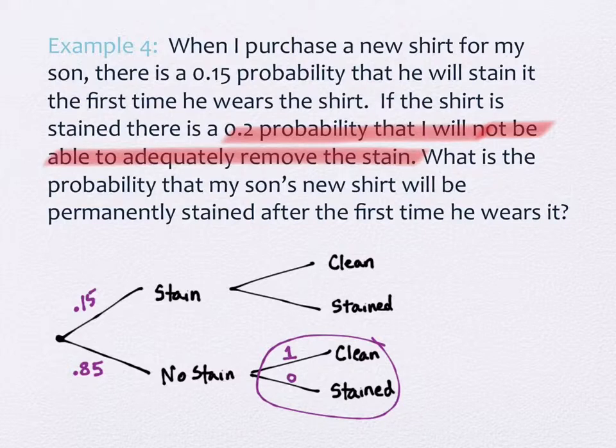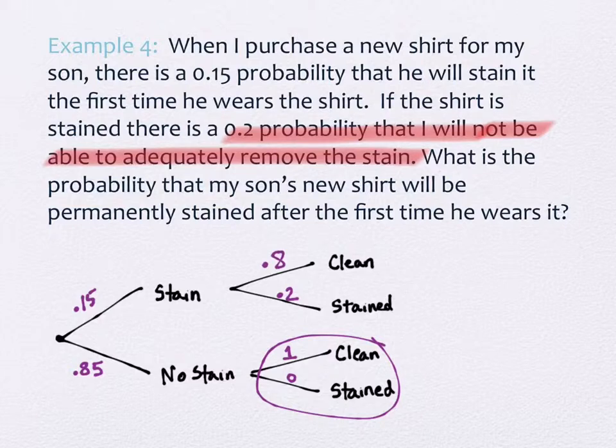On which branch? Yeah, the branch that says it's still stained down here, right? Okay, I'm not adequately able to remove it. It's still there. And what's the likelihood then that I'm actually able to get it clean? 0.8.